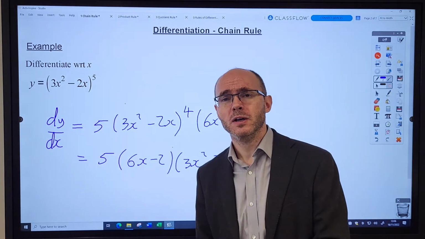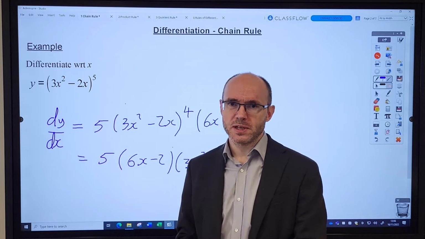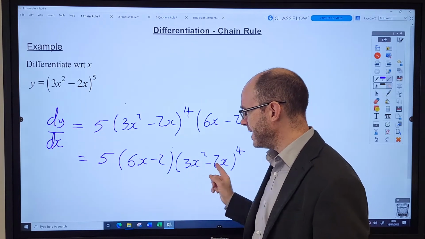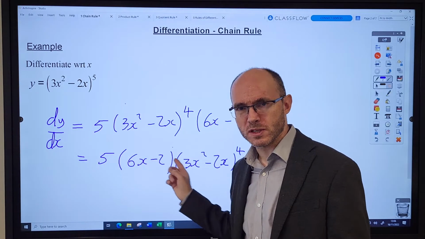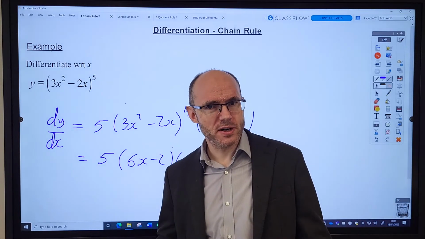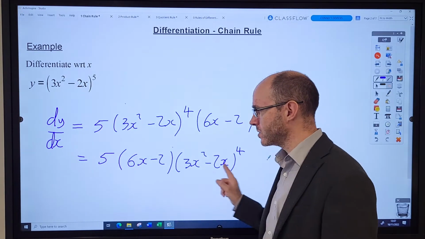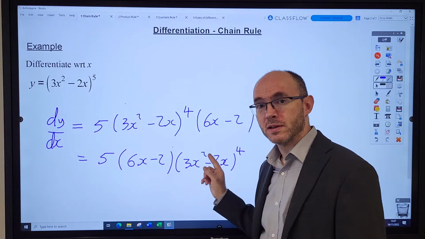The thing about it, one of the reasons we differentiate is to find the gradient at a particular point. Well, it's easy to substitute the value of x in when you don't expand the brackets. Most often I find anyway. If you're trying to find a stationary point, you set dy dx equal to 0. Easier to set that equal to 0 and solve for x than if it's expanded.